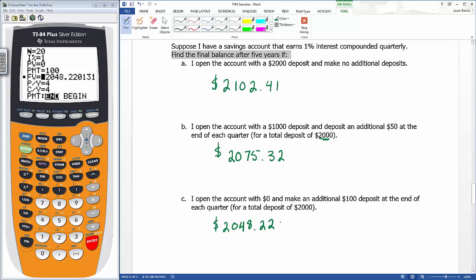So even though in all 3 of these cases I'm depositing $2,000, the bank is having the most money for the most amount of time in part A and the least money for the most amount of time in part C. So the amount of interest that I'm earning will go down.